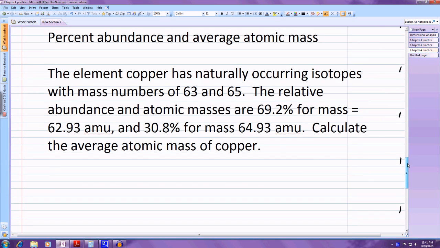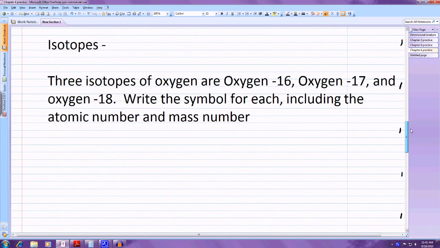Today, in our continuance of Chapter 4, we're going to be talking about isotopes and percent abundance, how to find that, and what we can tell by knowing an isotope. So let's review what an isotope is first off.